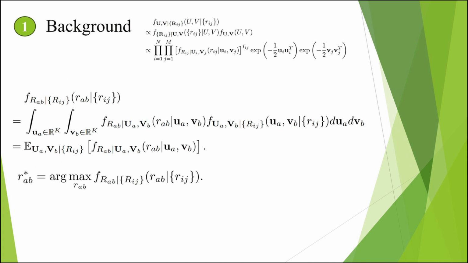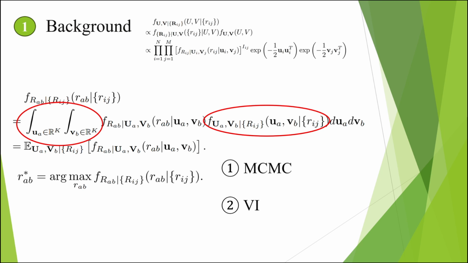But there are still two challenges. The first one is that we still do not have the accurate form of the parameter posterior. What's more, even if we obtain the accurate parameter posterior, since the prediction itself contains a high dimensional integration, it's also hard to compute. To address this, we introduce two methods. One is called MCMC, the other one is called VI.